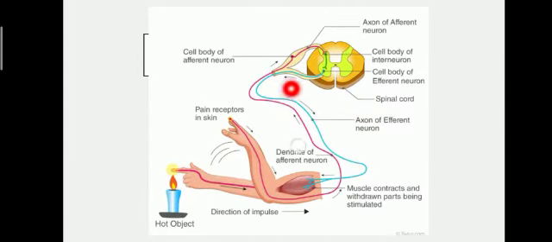Why does a reflex action happen? It is to protect our body from sudden injury. If our body is subjected to a certain condition in which we should immediately take action, at that time our involuntary action, the reflex action, comes into play. So this is what happens in case of a reflex action.